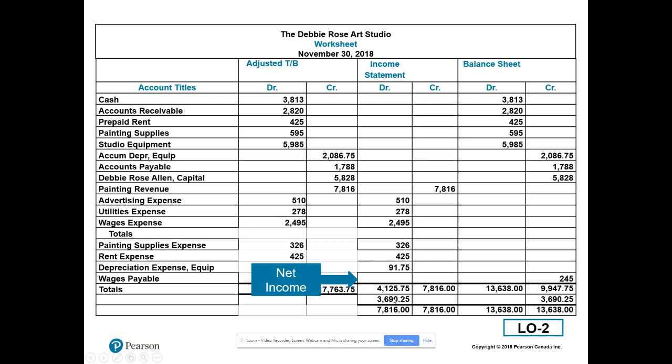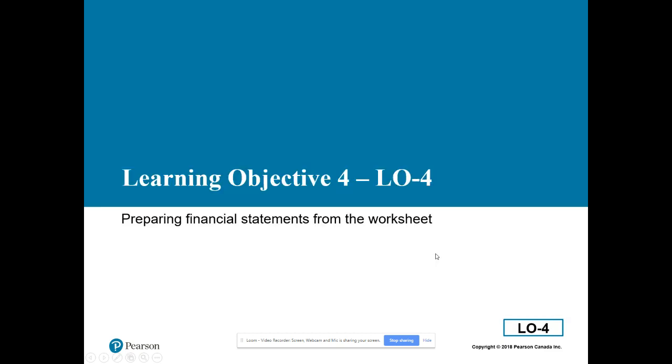This number, the 3690, represents the net income that you have. So the 3690 is the net income. The 3690 is the amount that's going to be added into this capital number to make this side balance. If this was reversed and you had numbers in here that had to add up, these would be deemed a loss. So that's just something to look at later on.